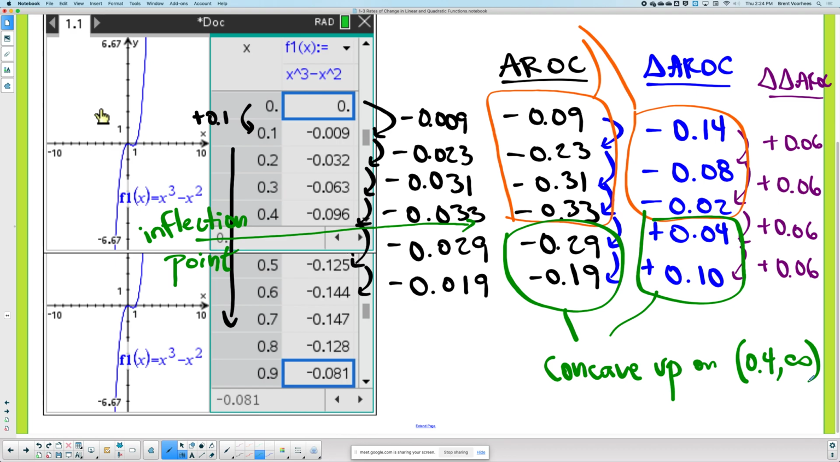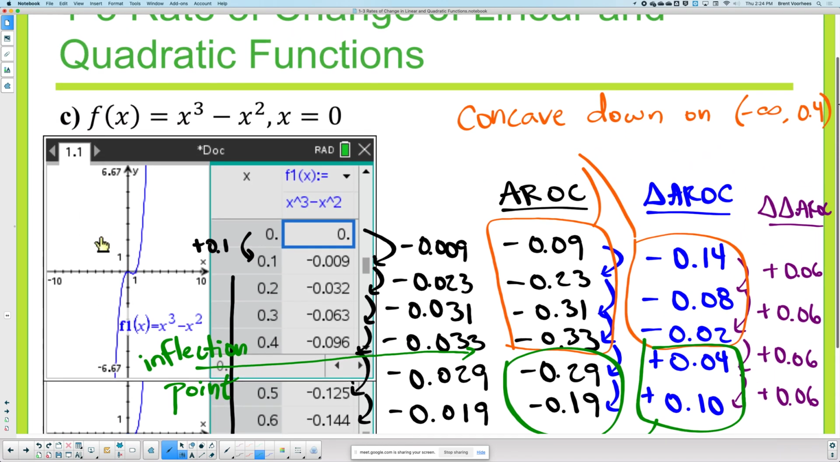Now that was a lot of mental math going on, huh? So the right answer would be concave down because the value we're looking at is 0. Which interval does 0 fall between? Negative infinity to 0.4 or 0.4 to positive infinity? Negative infinity to 0.4. So this one is concave down on that interval.